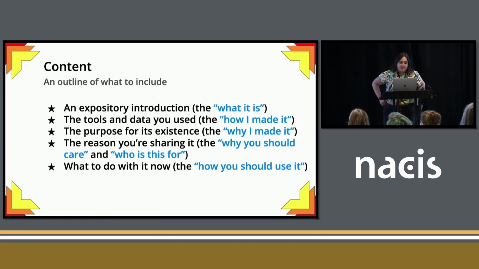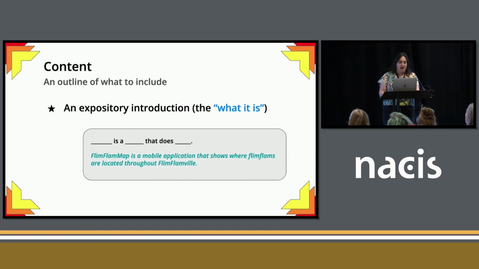So your first thing that you want to do is make an outline of all of the things that you want to include. An expository introduction, so what is the thing that you made? The tools and the data that you used, how, the purpose for its existence, why, the reason you're sharing it, the why you should care, and what to do with it now that you have it. So we're going to go through these one by one.